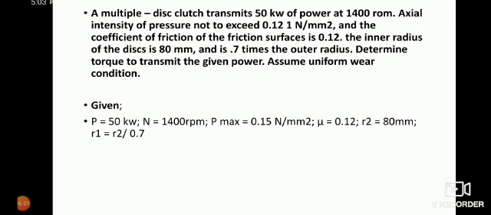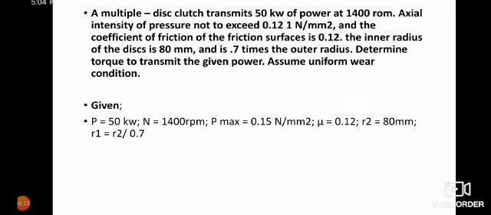A multiple disc clutch transmits 50 kilowatt of power at 1400 rpm. Axial intensity of pressure is not to exceed 0.12 Newton per mm square and the coefficient of friction of the friction surface is 0.12. The inner radius of the disc is 80 mm and 0.7 times the outer radius. Determine the torque transmitted for the given power.